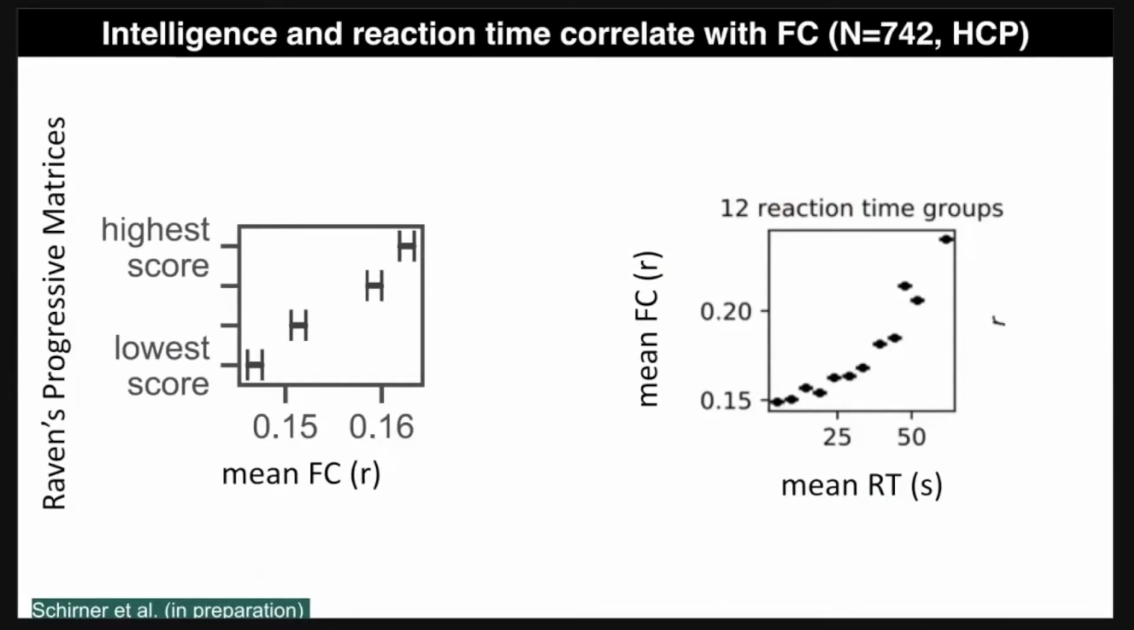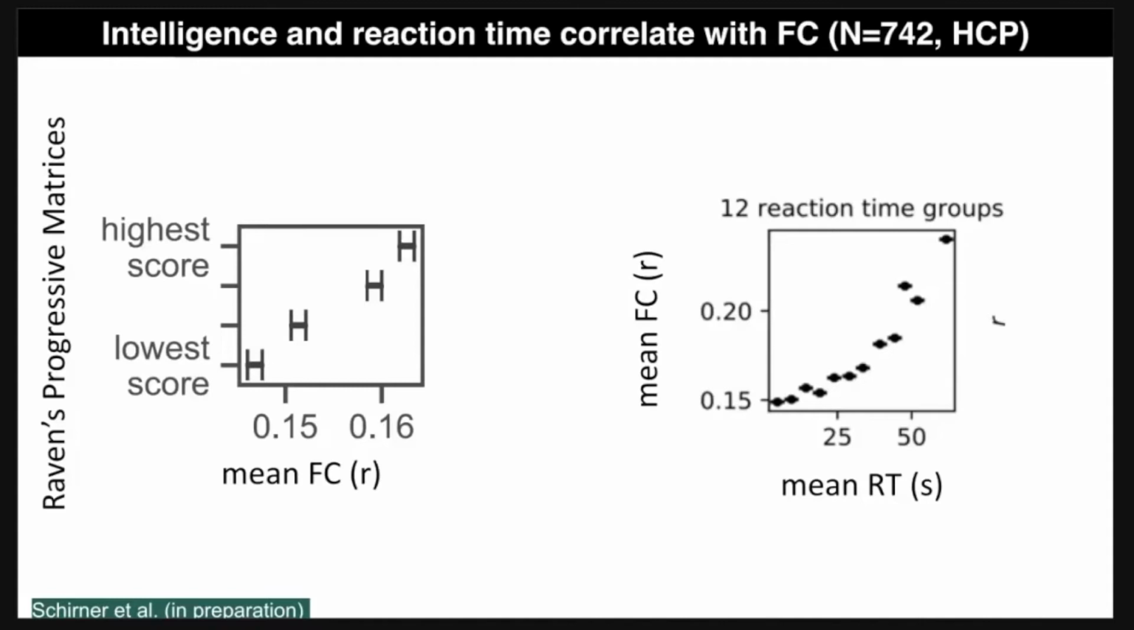We have downloaded this data and found 742 of these individuals suitable for our virtual brain simulations. So we have virtualized their brains, and we could reproduce the relation between functional connectivity and intelligence. So on the left panel, you see the intelligence score versus the mean functional connectivity, and there's a significant relation between the two. On the right panel, you see the relation between mean functional connectivity and mean reaction time, and they are also related to each other.